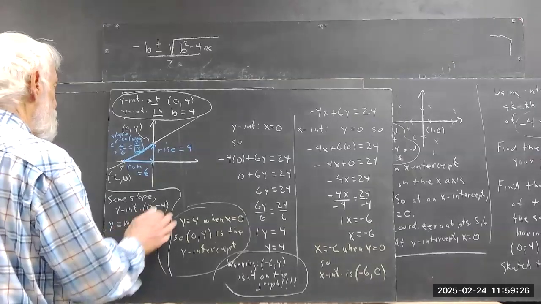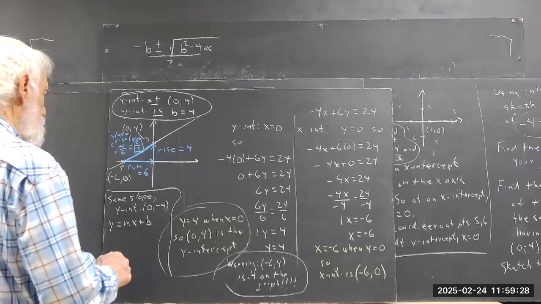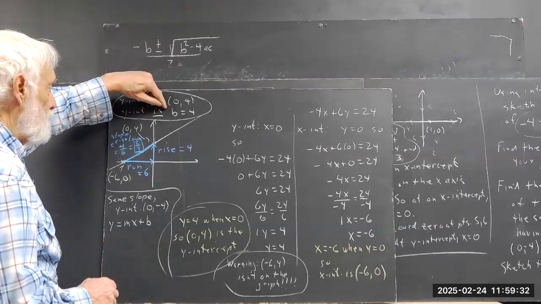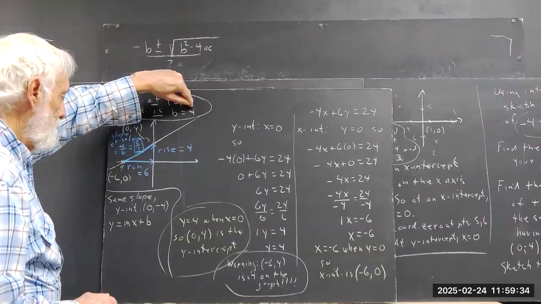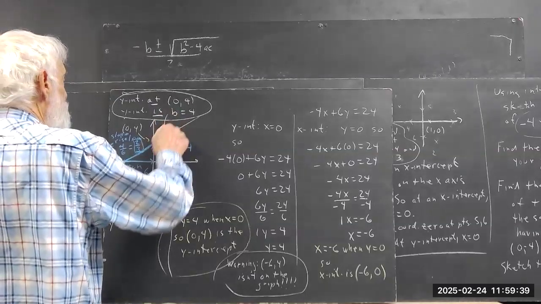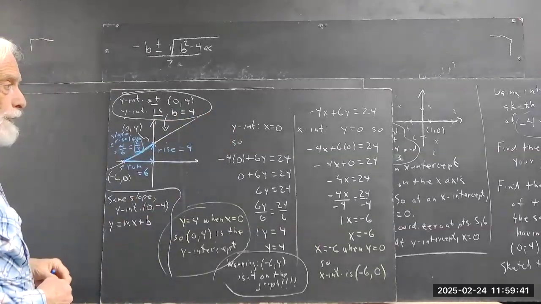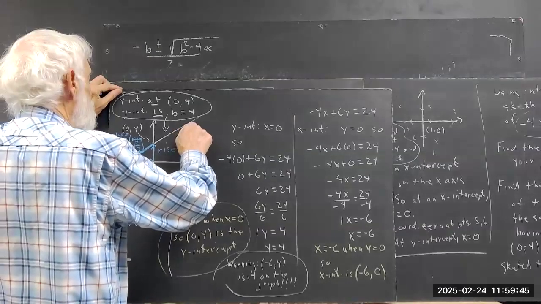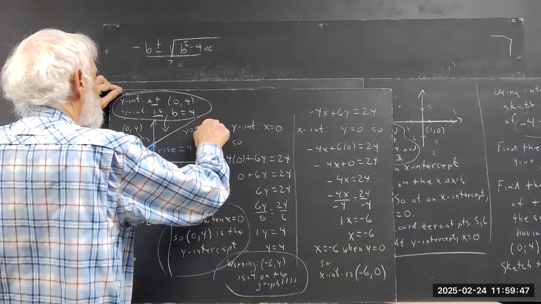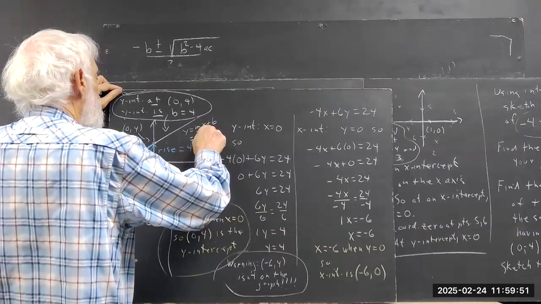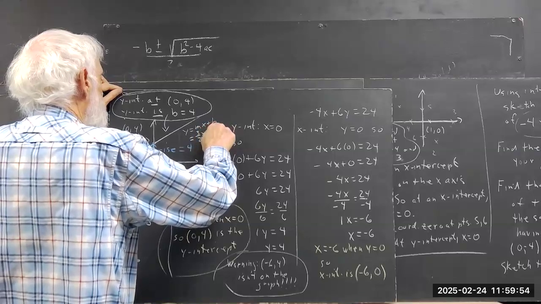And the y-intercept is, oh yeah. So the y-intercept is 4. That's for this line. What's the equation of this line? I didn't ask you to find the equation of this line, but this line is y equals mx plus b equals 3/2 x plus 4.